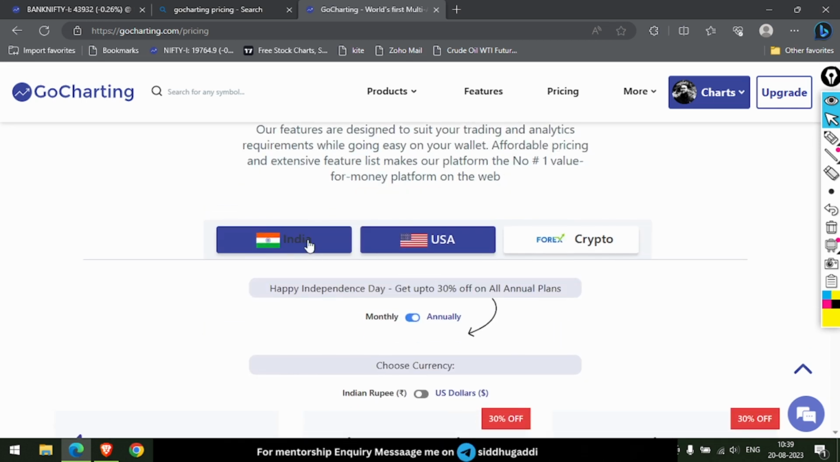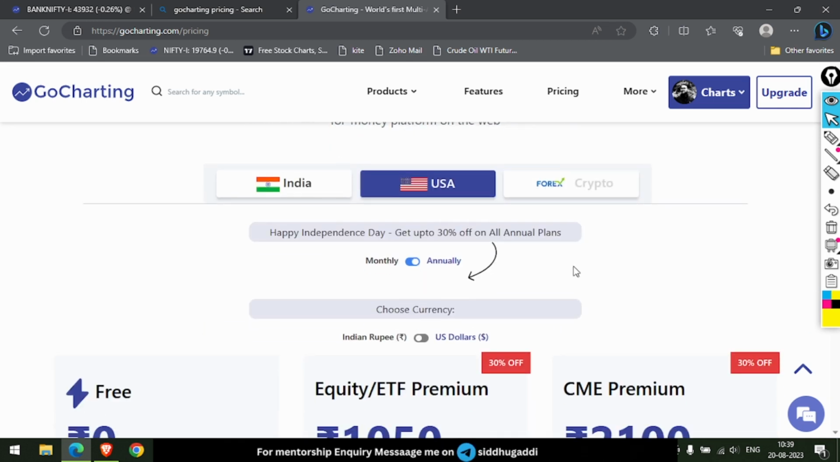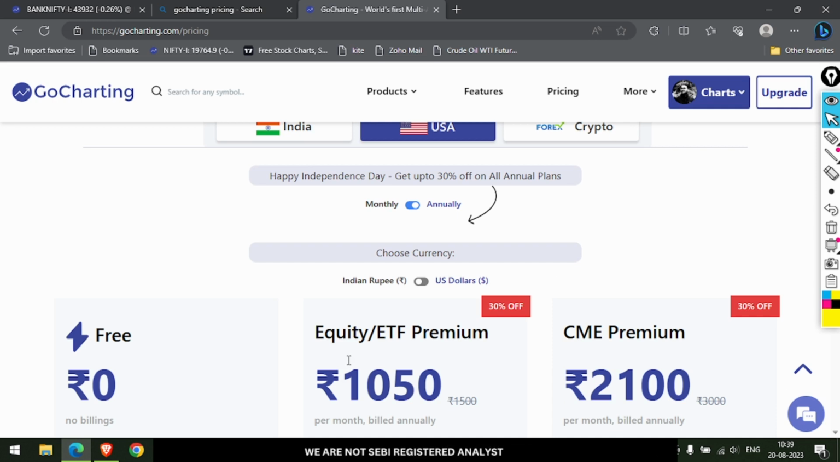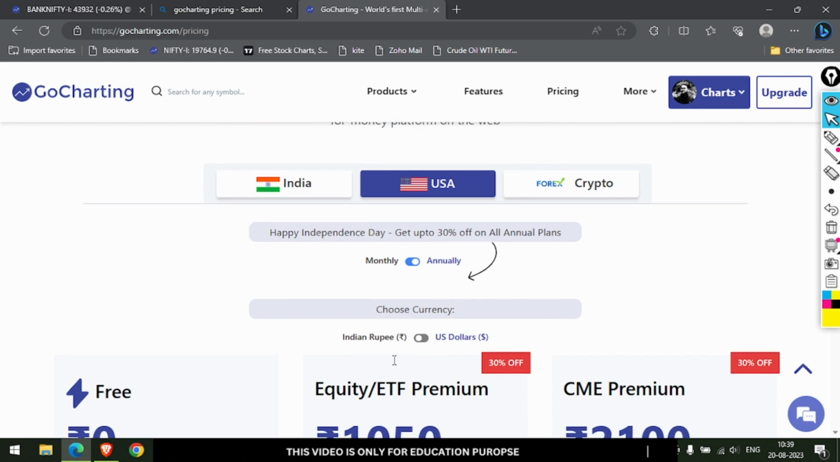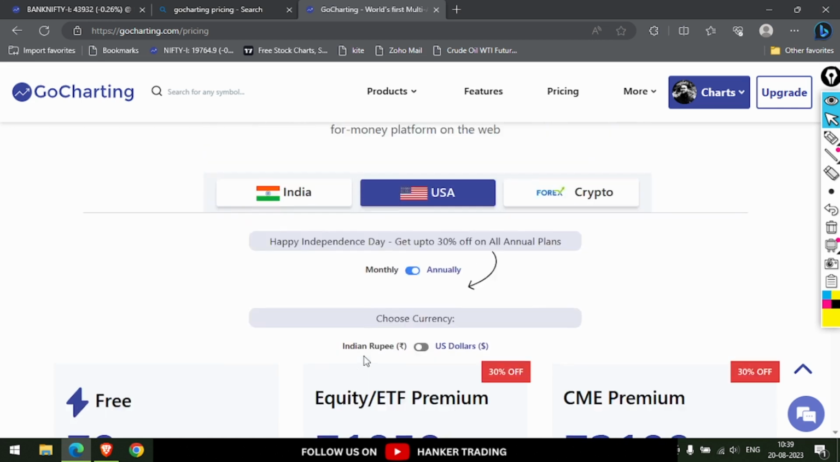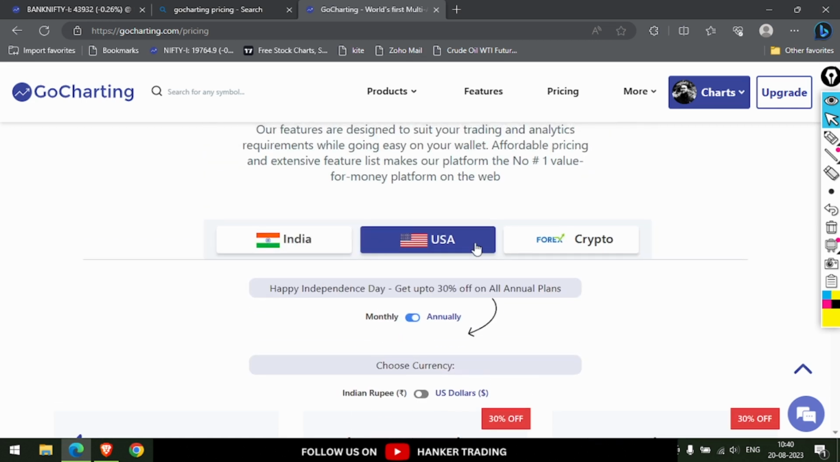So these are the packages available on GoCharting, and trust me, these are very reliable packages that you have in the market right now. After that, you have access to the Indian NSE data as well as the USA. As you have already seen, here we have the Indian package and the USA package, and you even have a forex package also.